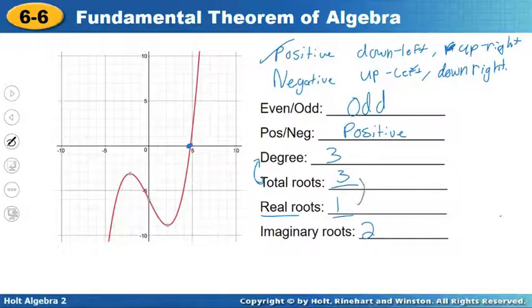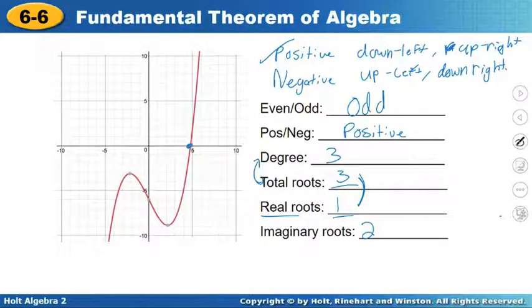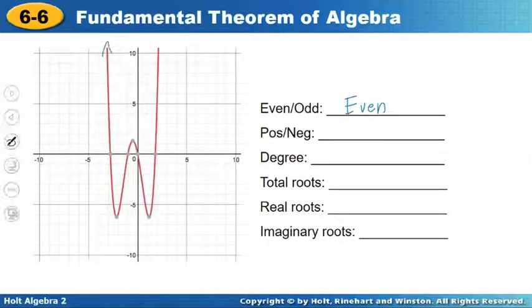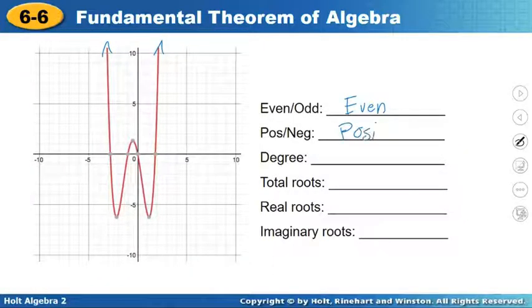And I'll just take the difference between them, how many leftovers, how many are imaginary. That's kind of my rule of thumb. So this one we'll practice on. This function is an even function, and it's even because both the left and right side are going the same direction. They're both going up, and because they're going up, that makes it positive. If both ends were going down, it would be a negative function.